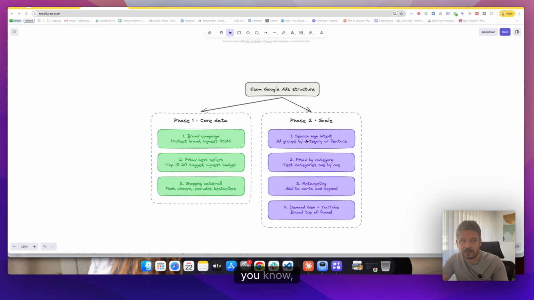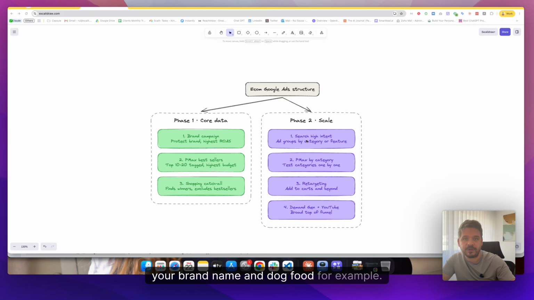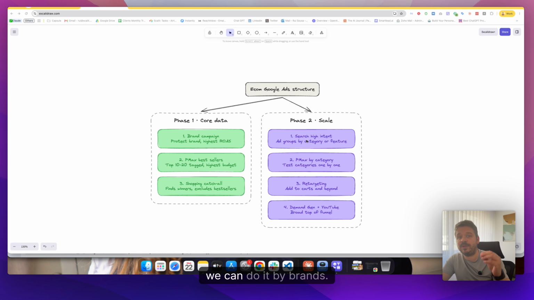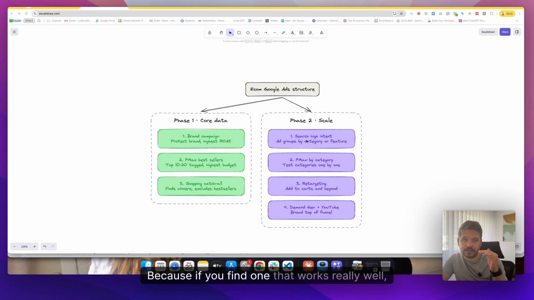Like, for example, your brand name and dog food, but that's not a good example, because it depends on whether it's your own brand or you sell multiple brands. If you sell multiple brands, we can do it by brands. If you just sell your own brand, as I said, we can do dog food, dog toys, and as I said, it's super high intent, and we can filter all of them by ad groups. Why? Because if you find one that works really well, we just push, and we have more control to push budget in there. We do the same for PMaxes.